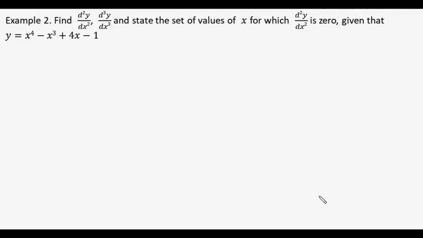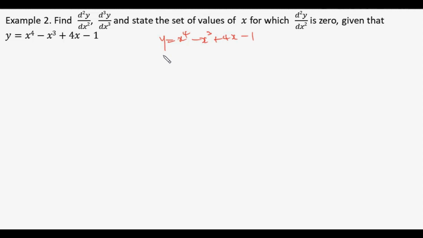In this question, we are asked to find the second and the third derivative and state also the values of x for which the second derivative is 0. So we have y is equal to, this is our y. Let's write again, y is equal to x raised to the power 4 minus x cubed plus 4x minus 1. So we also get the second derivative. First of all, differentiate y with respect to x, and then we differentiate again to get the second derivative.